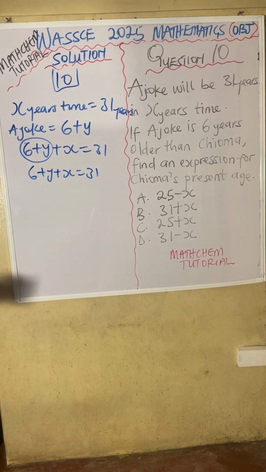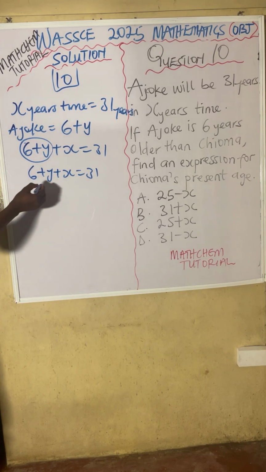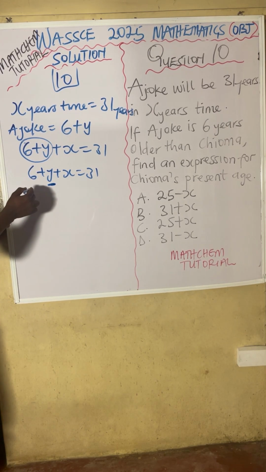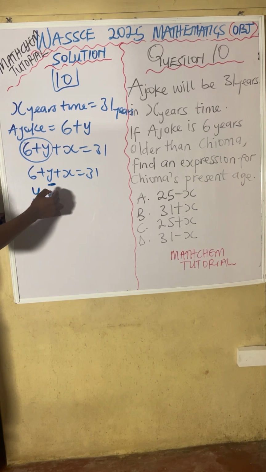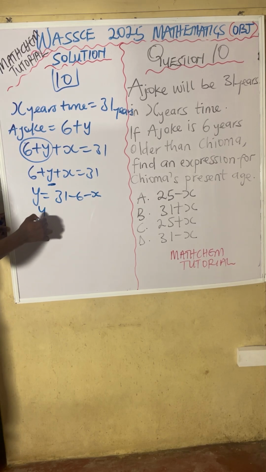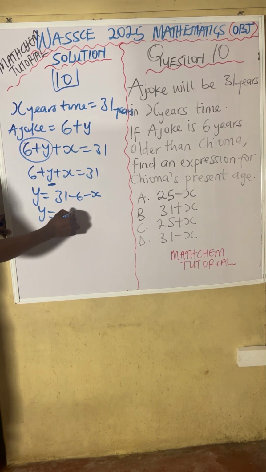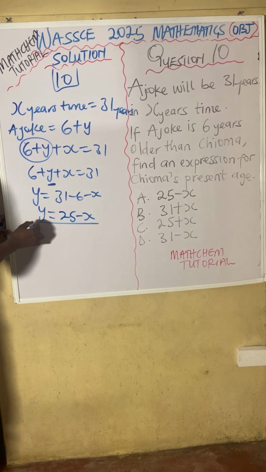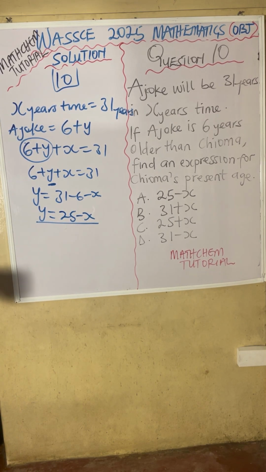They now said you should find the expression for Chioma's age. Just an expression. So Chioma's age, I said, is y, right? So Chioma's age will now be y equals 31 minus 6 minus x. Therefore, Chioma's present age will be 25 minus x. So that is the expression for Chioma's age, and that is A.